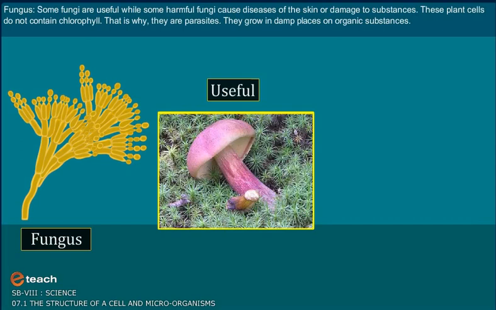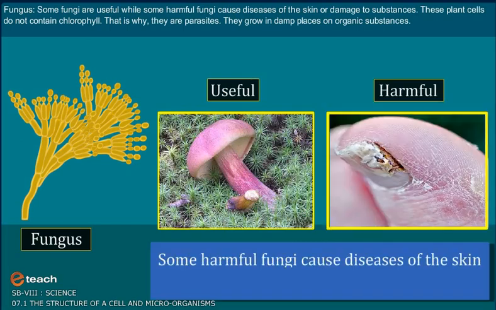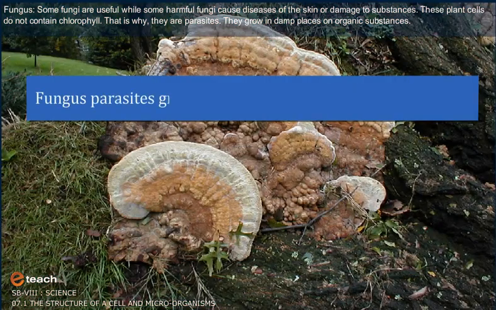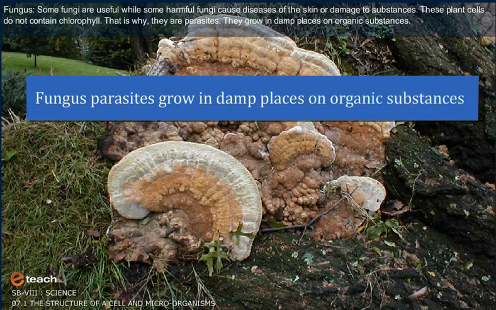Fungus. Some fungi are useful while some are harmful, which cause diseases of the skin or damage to substances. These plant cells do not contain chlorophyll. That is why they are parasites. They grow in damp places on organic substances.